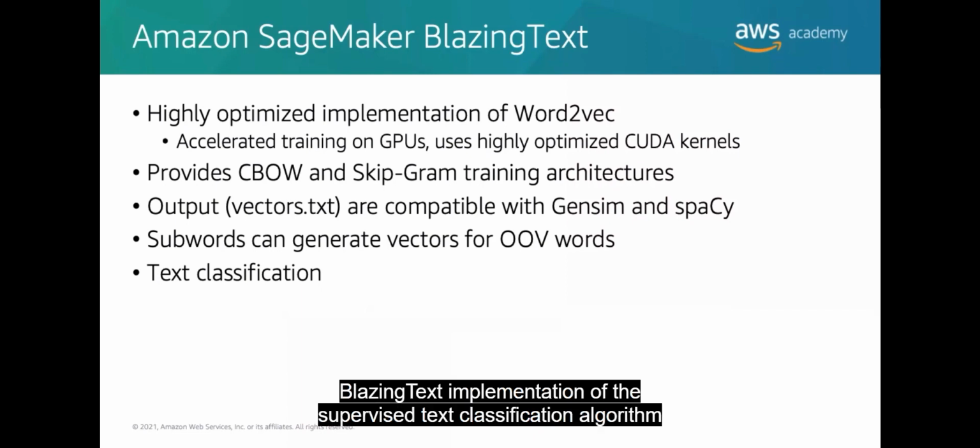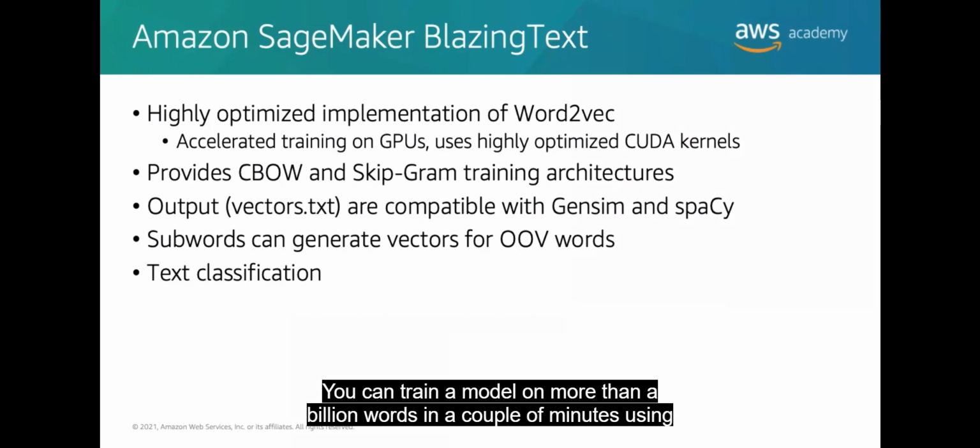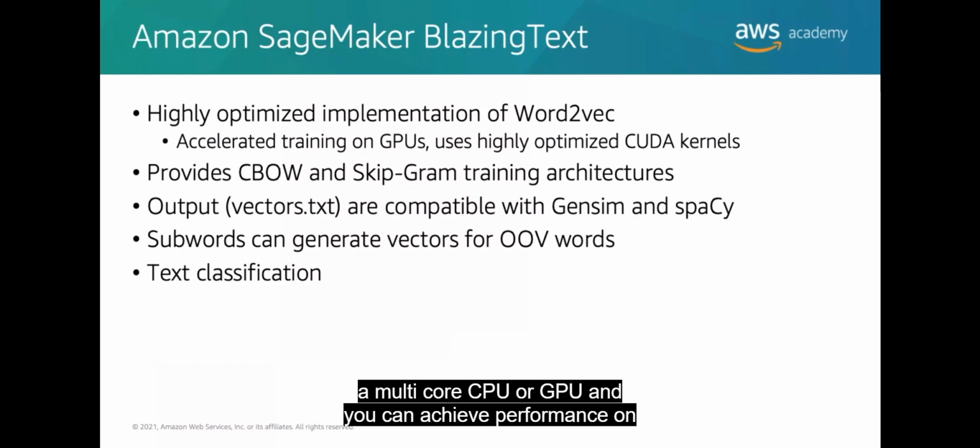Blazing Text implementation of the supervised text classification algorithm extends the fastText classifier to use GPU acceleration with custom CUDA kernels. You can train a model on more than 1 billion words in a couple of minutes using a multi-core CPU or GPU, and you can achieve performance on par with the state-of-the-art deep learning text classification algorithms.